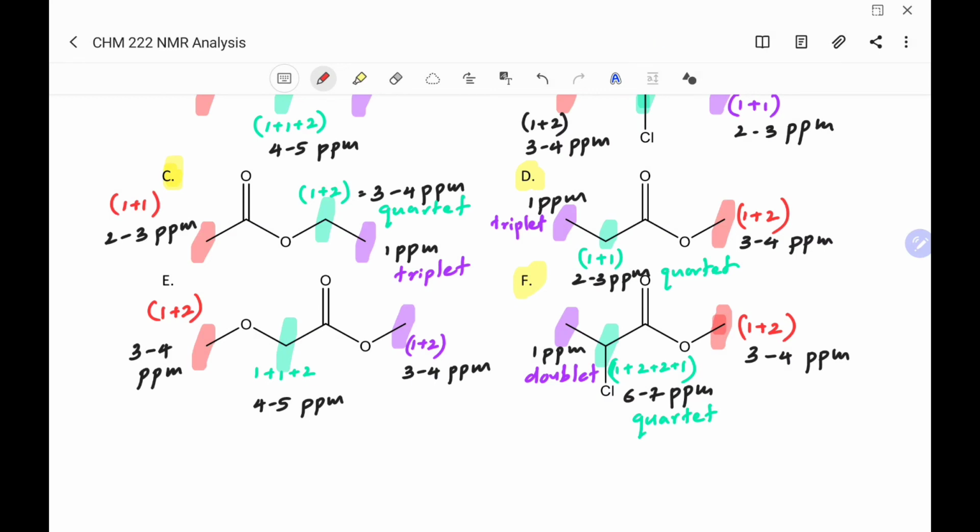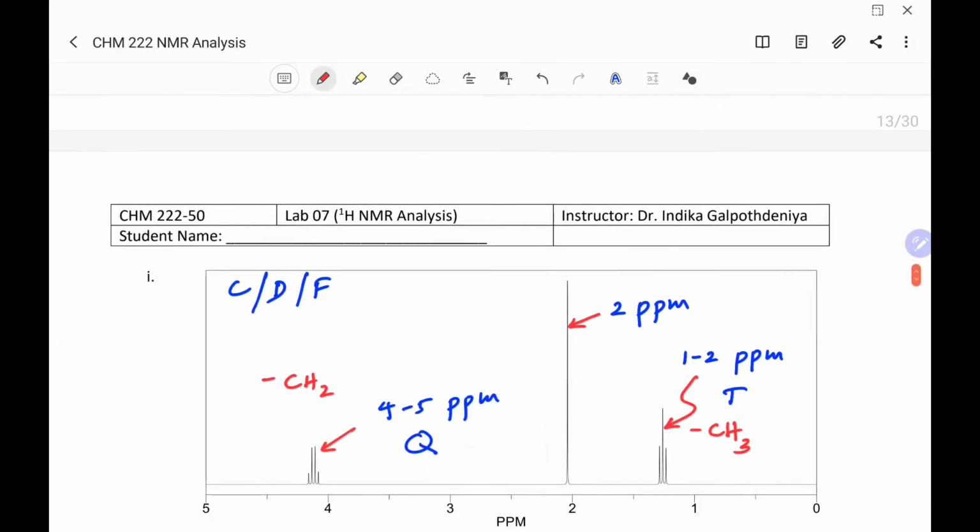So as you can see, the only two groups with a CH2 and CH3 that are neighbors are going to be C and D. And among these two, the best match is actually C. Why? Because you have a CH3 group at 1 ppm and then you have a CH2 group around 3 to 4, so all of this matches. So this will be C. We already completed C.